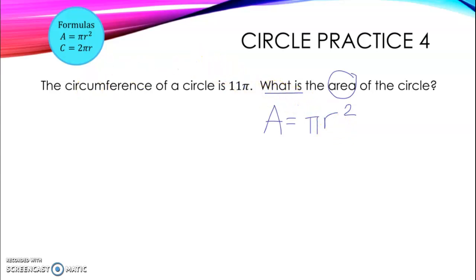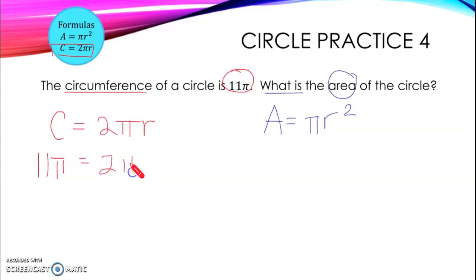Well, we can kind of take a similar approach to what we did in the previous problem. Let's use the circumference formula, 2 pi r, and see if we can solve for the radius there. So the circumference is 11 pi. I'm going to plug that in for my c value. 11 pi equals 2 pi r.